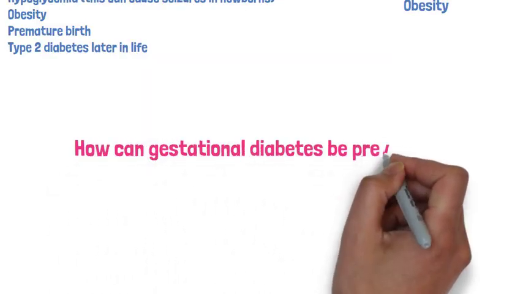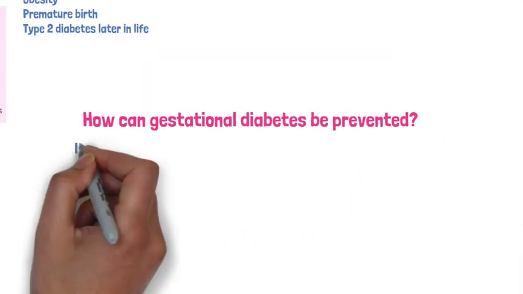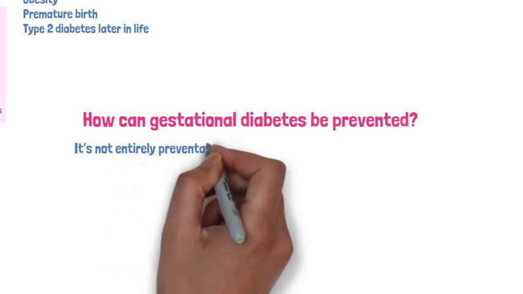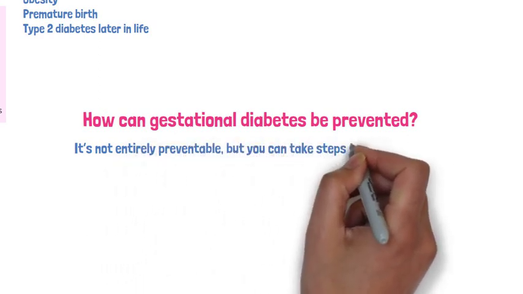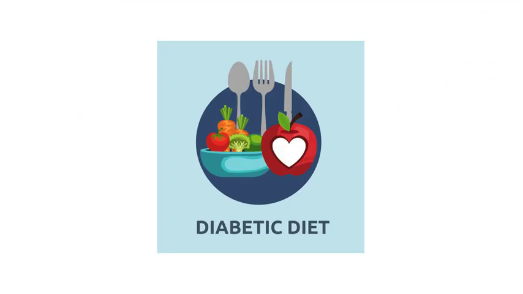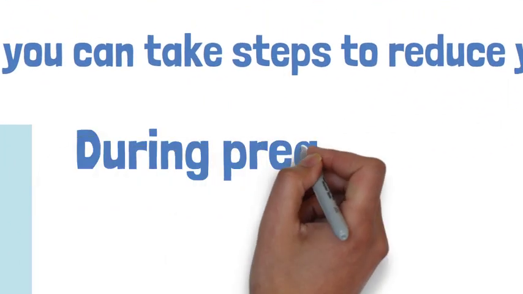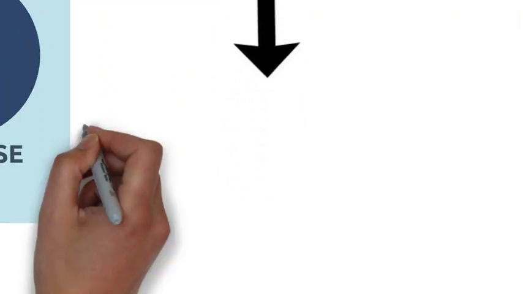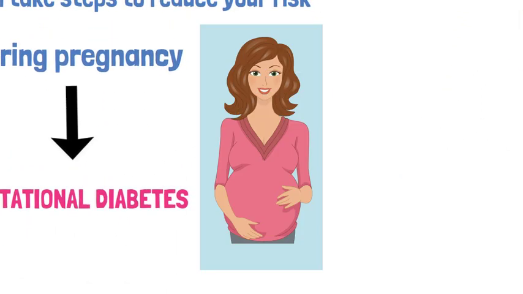How can gestational diabetes be prevented? It's not entirely preventable, but you can take steps to reduce your risk, such as eating a balanced diet and getting regular exercise before and during your pregnancy, which is the best way to reduce your risk of developing gestational diabetes.